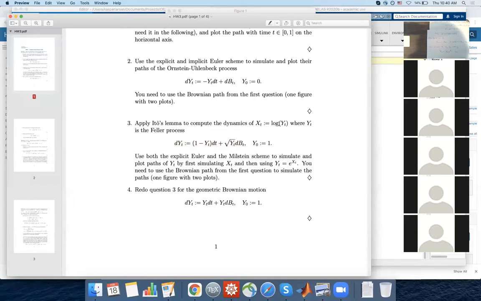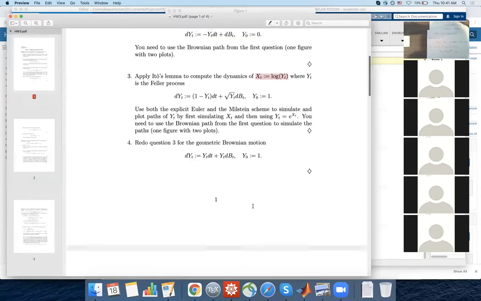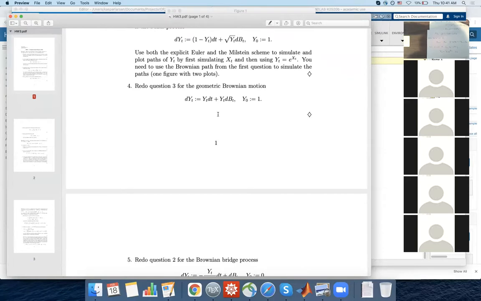And here the proposal is, well, transform it using Itô's lemma, compute the dynamics of x and transform it with this log, just as we did before. Then you could simulate whatever you get out of the dynamics of x, use the Euler scheme to grow paths of x, and then convert back to y using the exponential function. Here was the geometric Brownian motion that we just looked at.